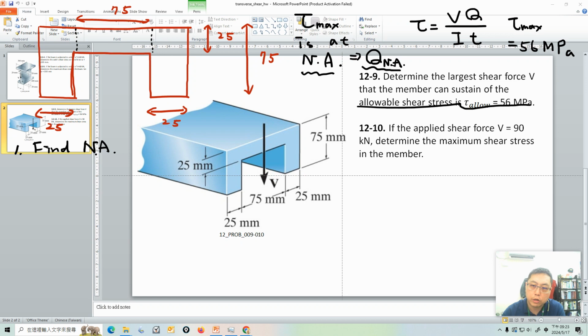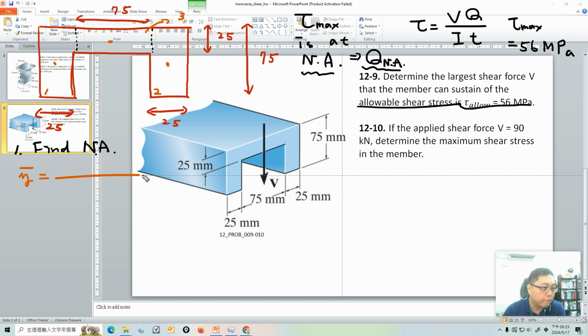the centroid of each area. The centroid for each area may be here, and here. So you identify the centroid of each area. I call this area 1, this area 2, and here is area 3. First of all, let us identify the coordinate of where the neutral axis is.